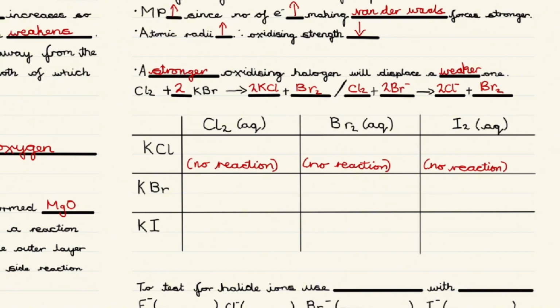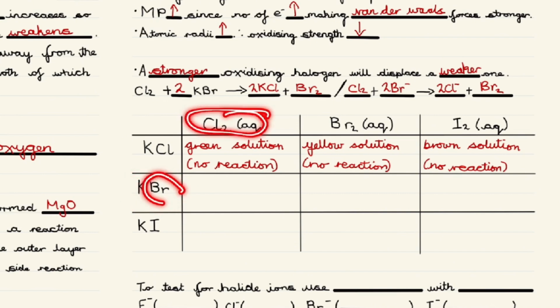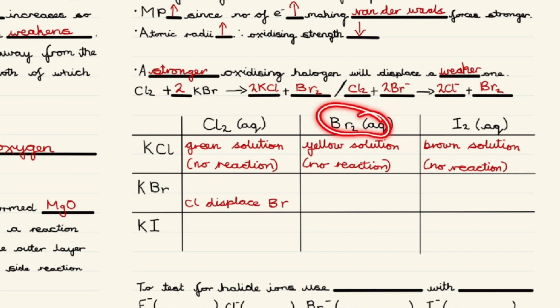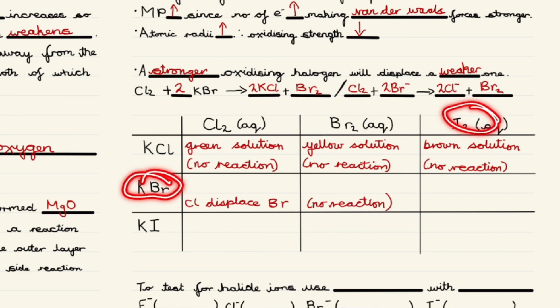And then you also need to know the colors of chlorine, bromine, and iodine to predict the observations. Well, chlorine is a green solution, bromine is a yellow solution, and iodine is a brown solution. Okay, so for potassium bromide, we do know that chlorine is a better oxidizing agent than bromine, so chlorine is going to be able to displace bromine. So there is going to be a reaction there, and the Cl is going to displace the Br. Okay. Now here we have bromine reacting with potassium bromide. Well, they're the same, Br, so there's not really going to be a reaction there. And iodine is a weaker oxidizing agent than bromine, so once again, no reaction.